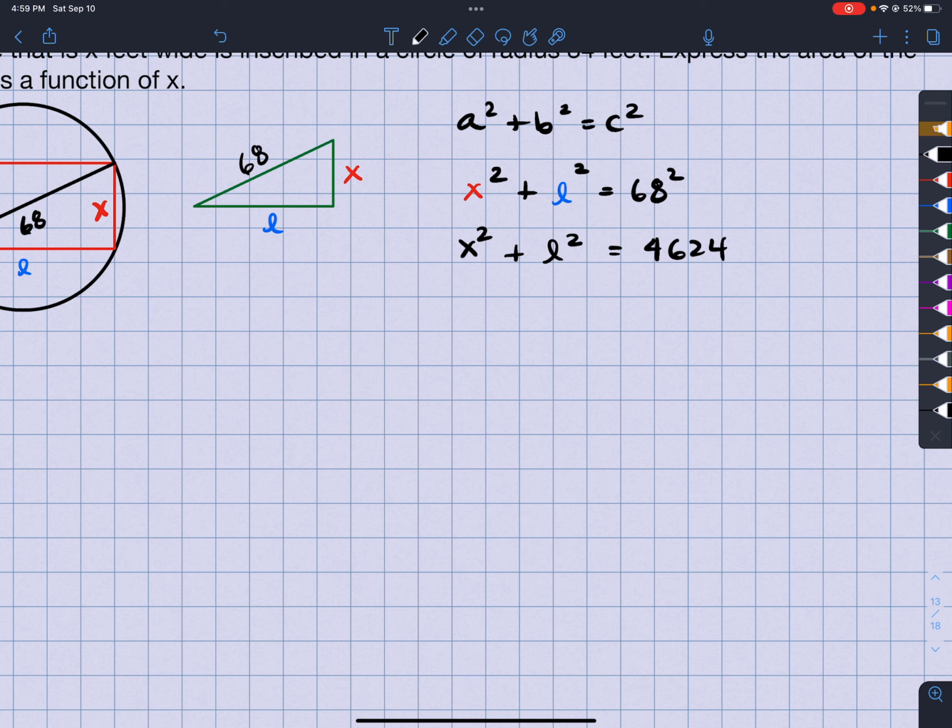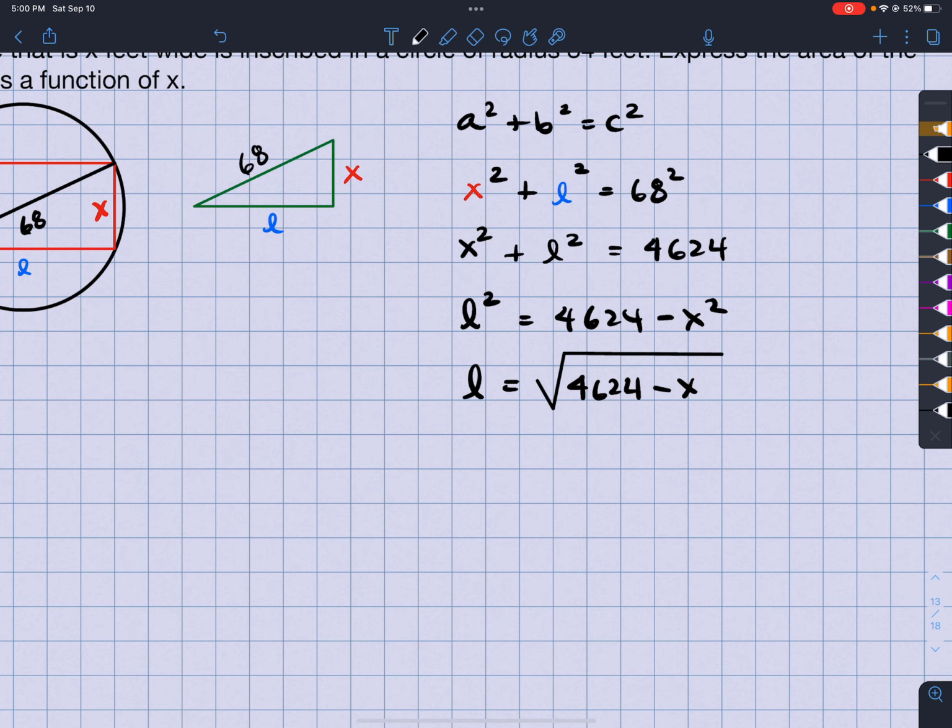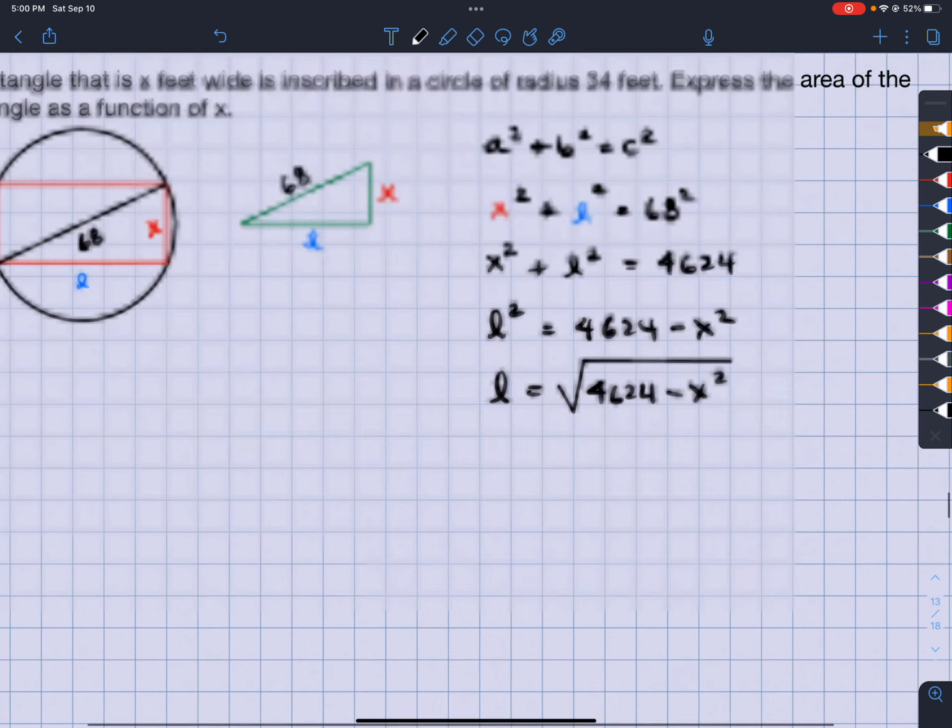Since I'm looking for the area of that rectangle, I really just care about the length. I don't really care about what the x is, it's already x. So I don't need to find x again. I already know what x is. So I want to find the length. So let's get the length by itself. L squared is equal to 4624 minus x squared. I got to subtract the x squared to the other side. So L is going to equal the square root of 4624 minus x squared. So that's my length.